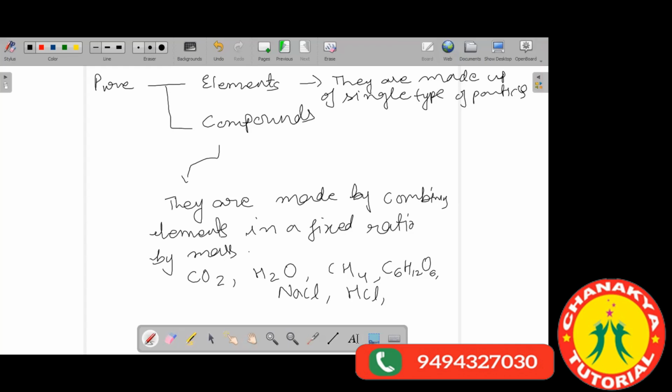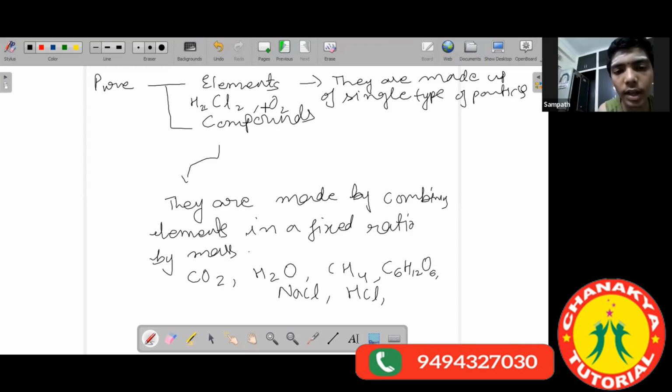But in a similar way, elements, for example, you can have hydrogen, chlorine, oxygen, argon, all of them are elements. So elements can be pure or impure. Okay. So, understood what are pure substances and how we can classify the pure substances?